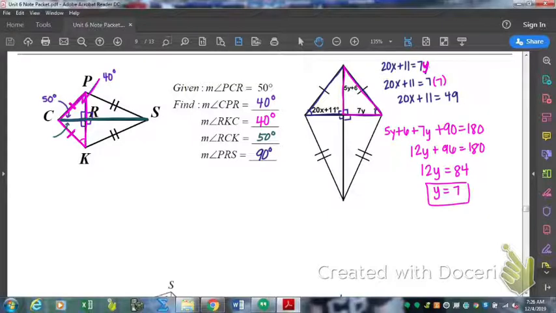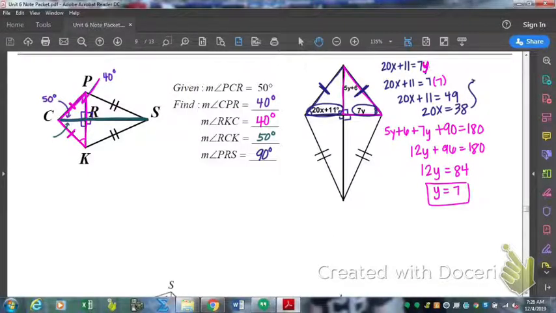So again, what I'm looking at is this angle is congruent to this angle because I have an isosceles triangle here. So 20x plus 11 equals 7y. Y is equal to 7. So substitute that in. Subtract 11. I get 20x is equal to 38.